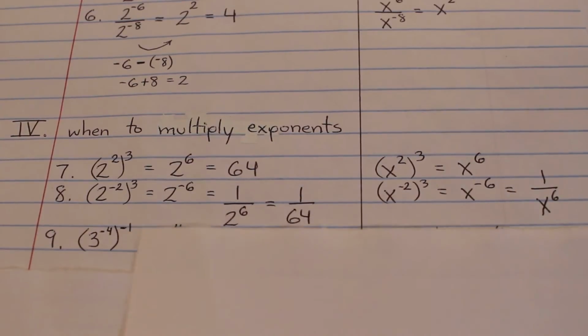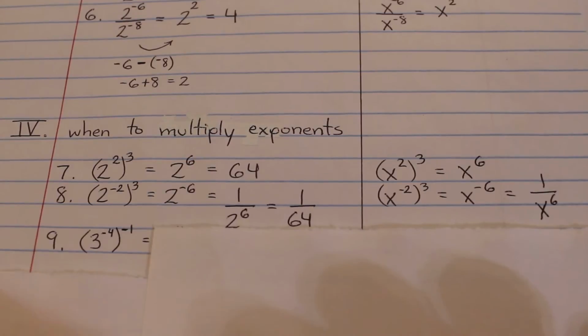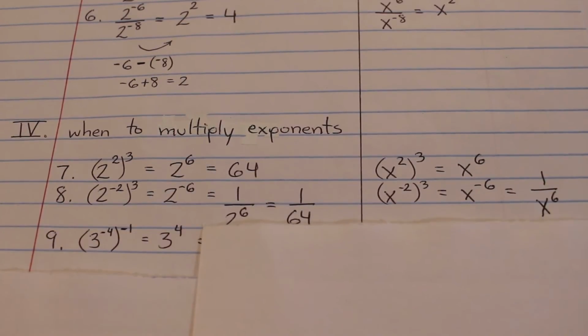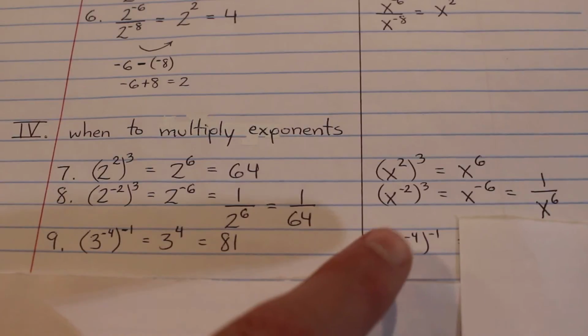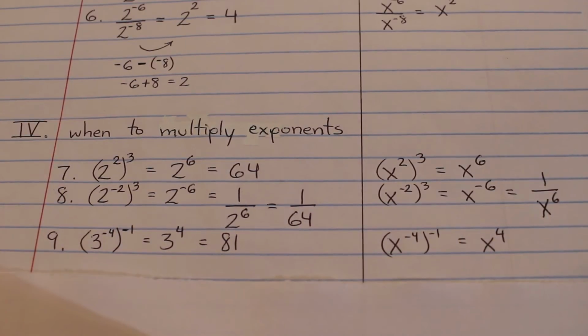All right, one more example. Here, both exponents are negative, but it works out because we're multiplying exponents, so it becomes positive. 3 to the positive 4, or good old 81. Same thing over here. For the negative exponents, any exponents like this, multiply, in this case, to a positive 4.